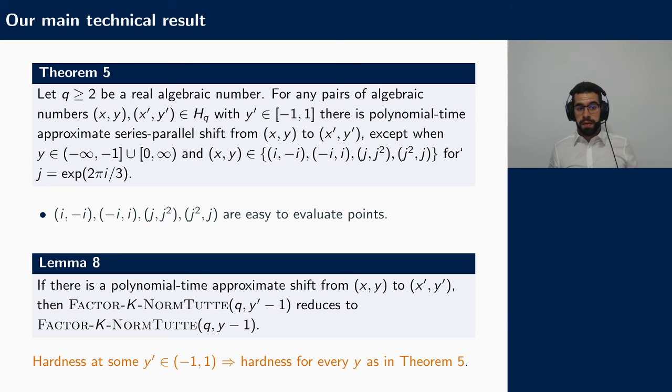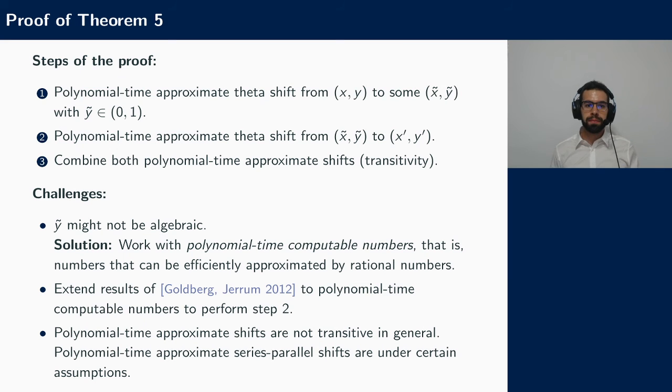Now combining this result with lemma 8, if we have hardness at some point with edge interaction between -1 and 1, then for that value of q we would obtain hardness for any y as in theorem 5. Okay, and this is what we apply to prove our main results. Now let me give some insight on the proof of theorem 5.